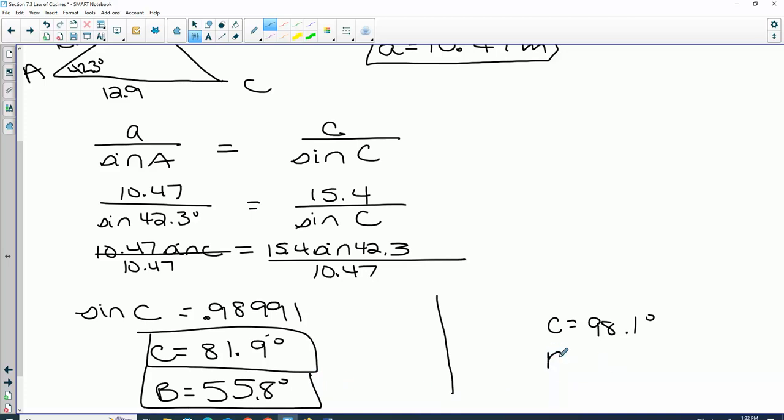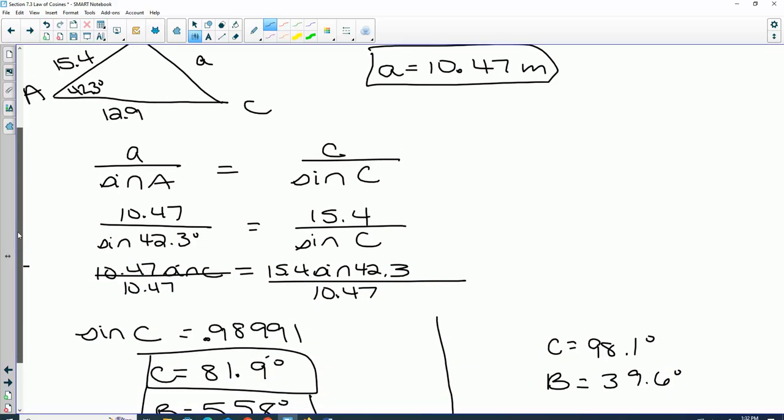If I did this one, 180 minus 98.1 minus 42.3, we get 39.6 degrees.